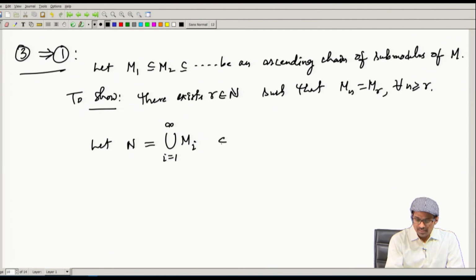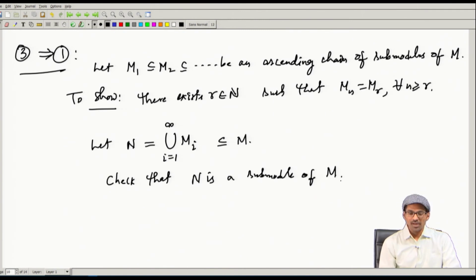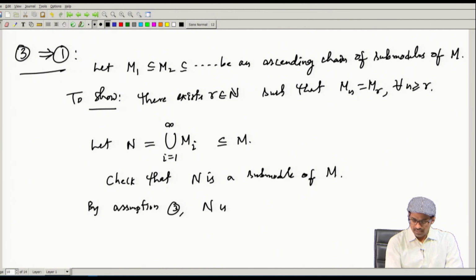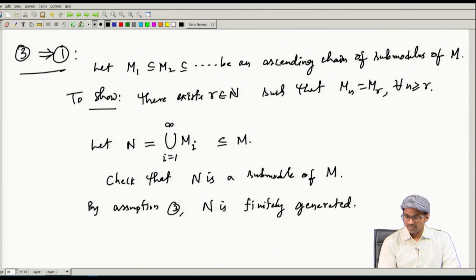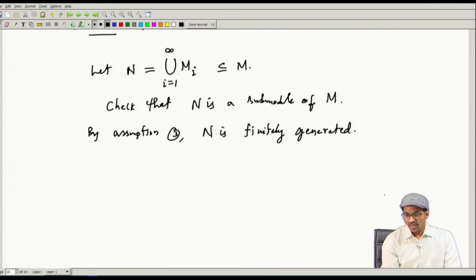Okay. So, this is sitting inside M, and we check that N is a submodule of M. Because it is just an ascending chain, if you look at the union, one can show easily it is a submodule of M. But by assumption 3, N is finitely generated, because every submodule of M is finitely generated, that is our assumption. So, therefore, N is finitely generated.